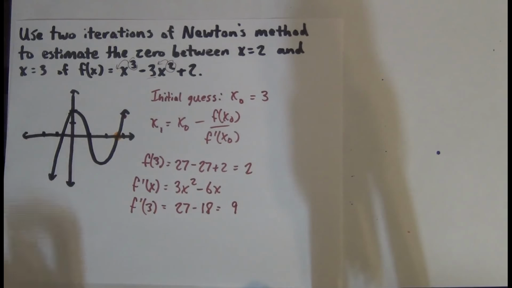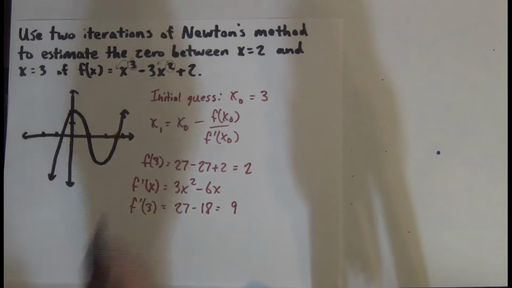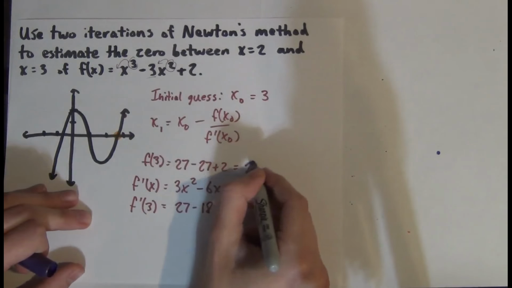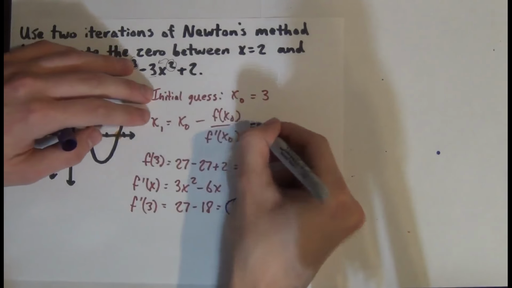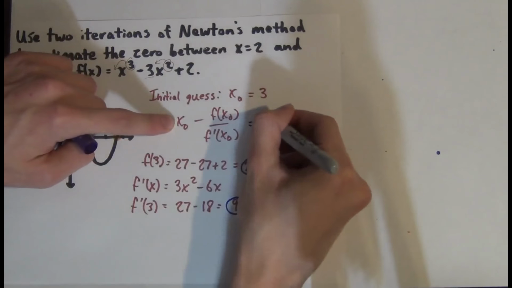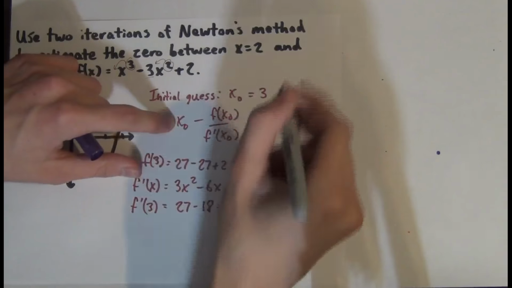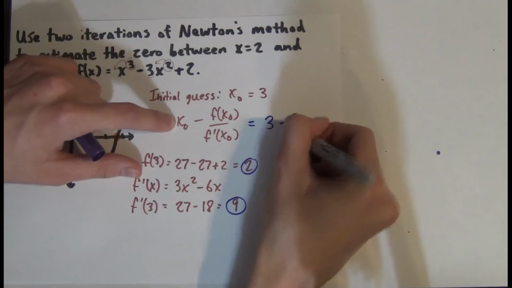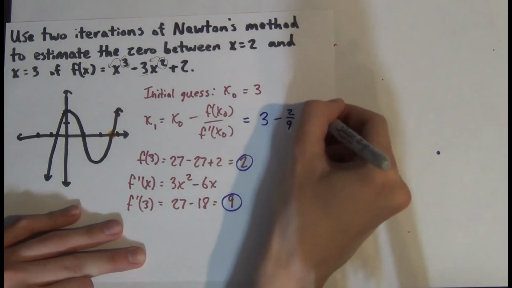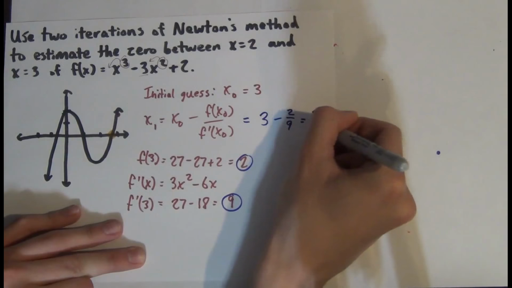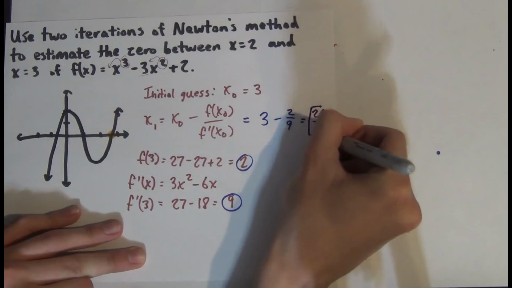Okay, so essentially what I have here, f of 3 was 2, f prime of 3 was 9, so this would be equal to my initial guess 3, don't forget that, minus 2/9. So 3 minus 2/9 ends up being 25/9 for my first guess.